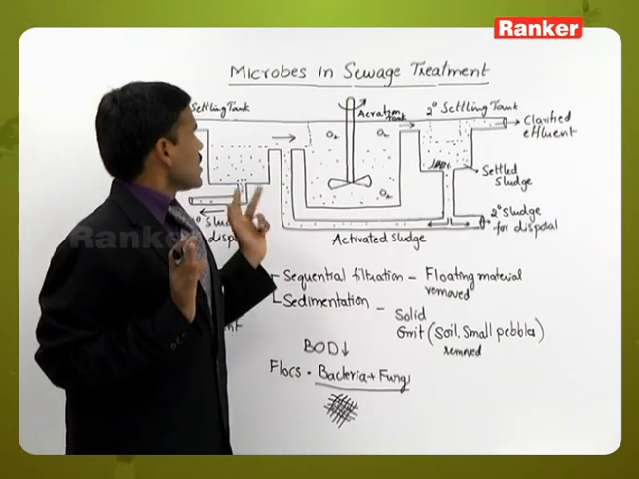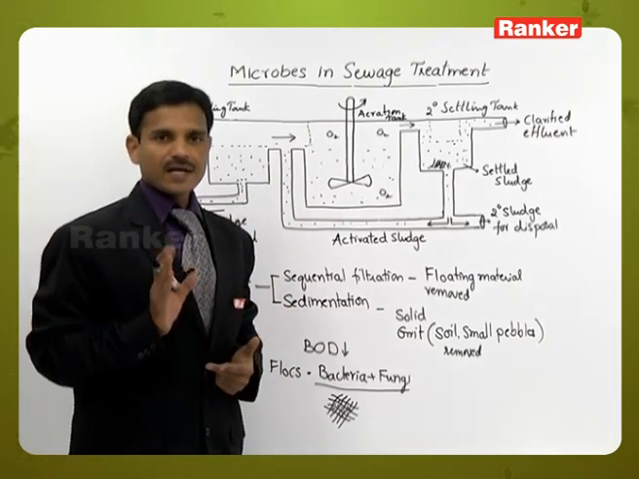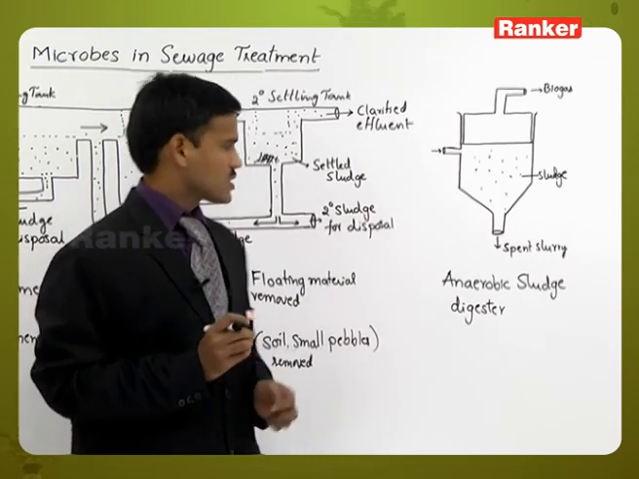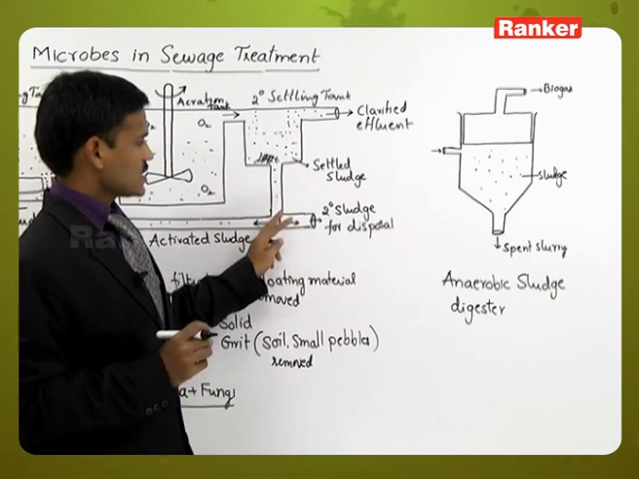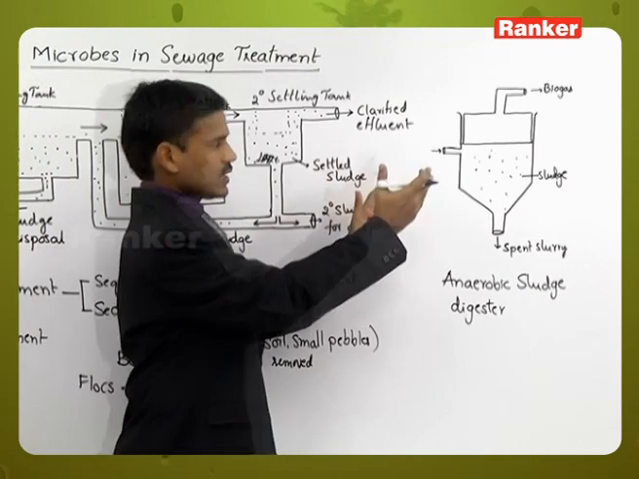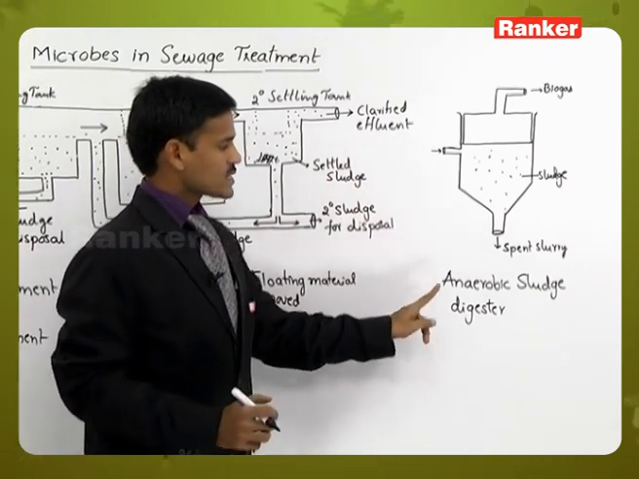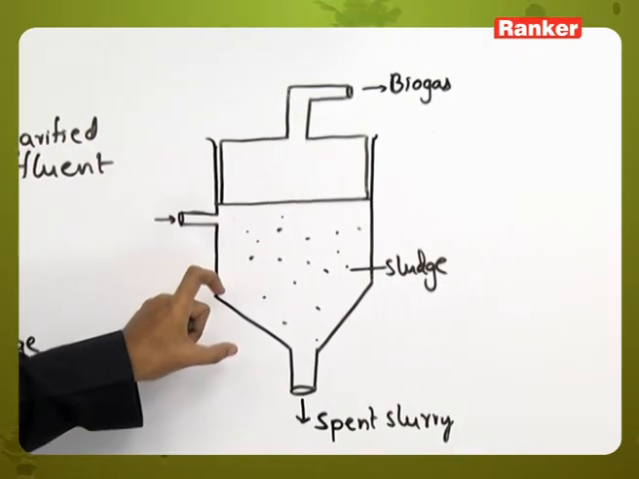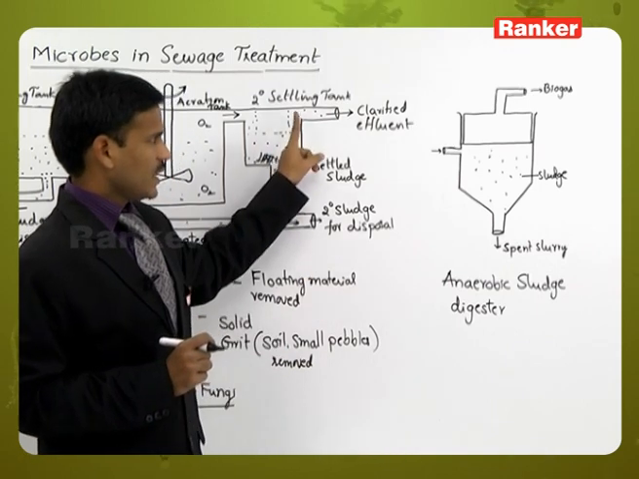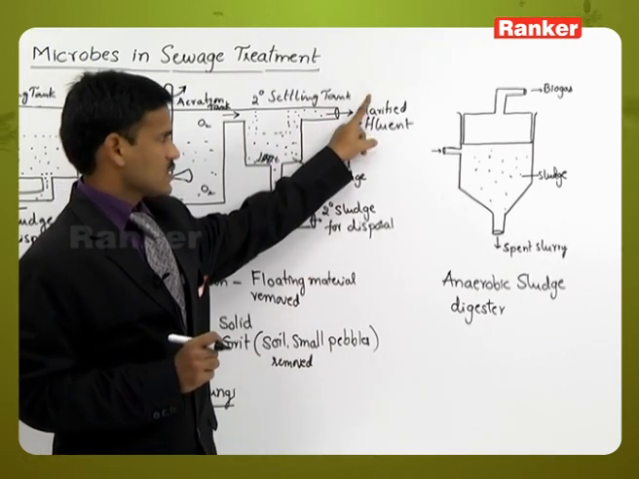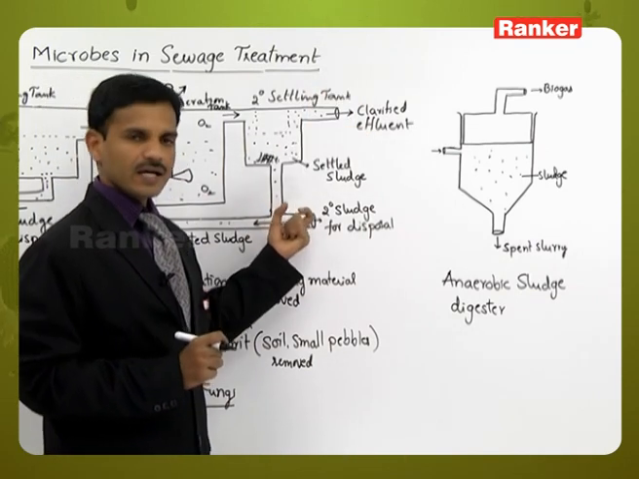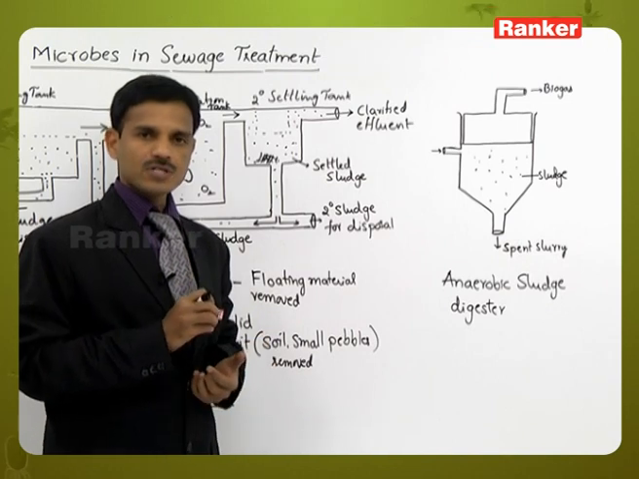So that is microbes in sewage treatment. Next, after the secondary treatment, the large amount of secondary sludge is pumped into another tank, the anaerobic sludge digester. In this, anaerobic bacteria are involved. The clarified effluent is released into the water bodies. It is less polluted sewage water, and the activated sludge contains a number of bacteria and pathogenic bacteria.